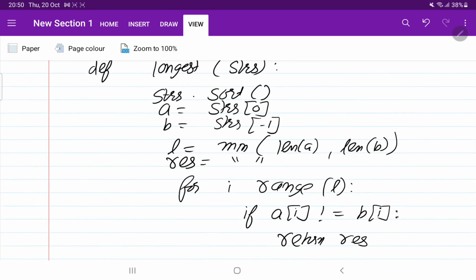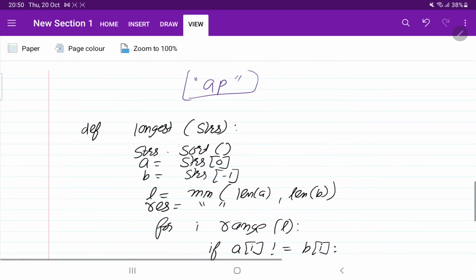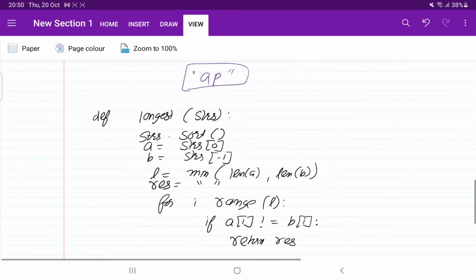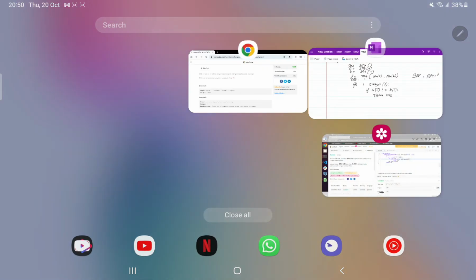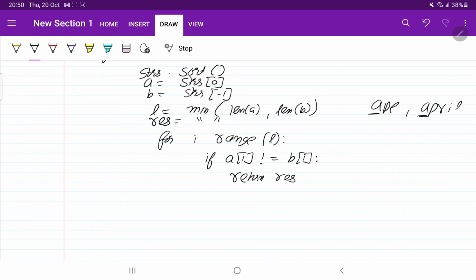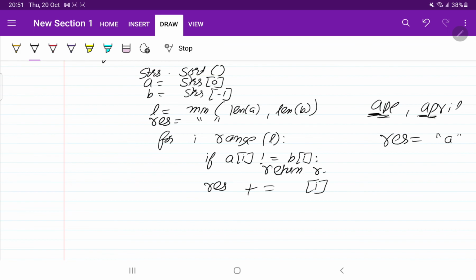Suppose we see the first case, here it was ape and april. If A and A are matching, this if condition fails, so we will add to the result that letter. So result plus equals A of i. First of all result is empty, now A is added to the result. Then we come and check for P. P is equal, so this if condition is not satisfied, we don't return the result.